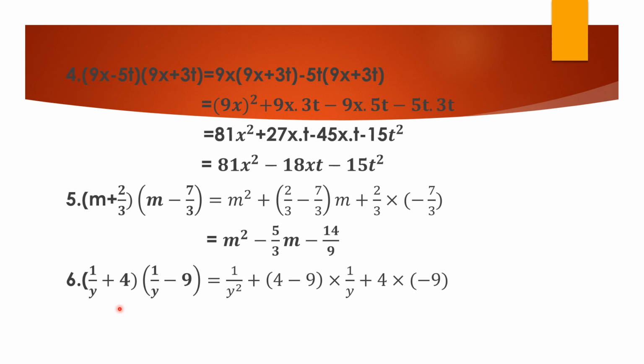Then next example, (1/y + 4)(1/y − 9). Again the square of the first term, that is (1/y)², plus the addition of the second terms, that is 4 − 9, into the first term 1/y, plus 4 into −9. Then we get 1/y² − 5/y. 4 − 9 is equal to −5, and −5 into 1/y is equal to −5/y. And 4 into −9 is equal to −36.